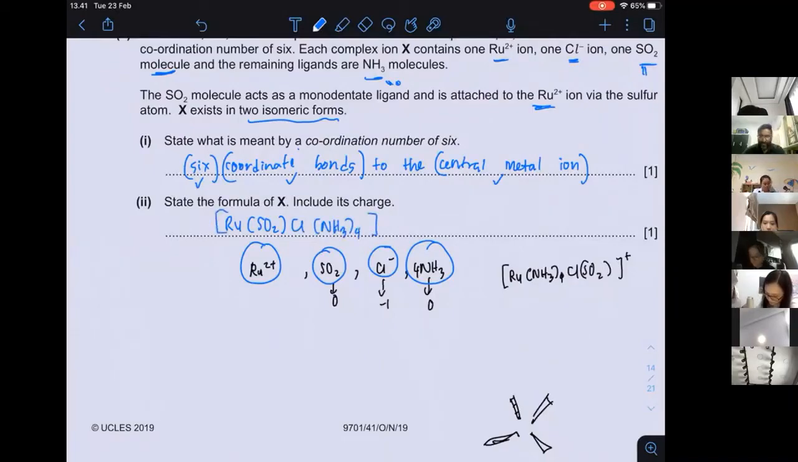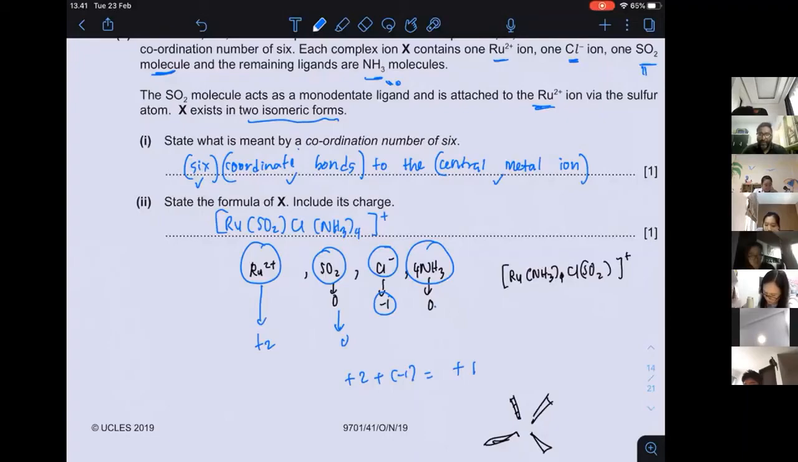Now when you put the bracket, you see the charge is going to be plus 2, this is 0, this is -1, this is 0. So plus 2 plus -1, the charge is going to be +1. So you need to write down the charge of the overall transition complex, which is going to be plus. This is going to be very important. So state the formula. It's all written over there.